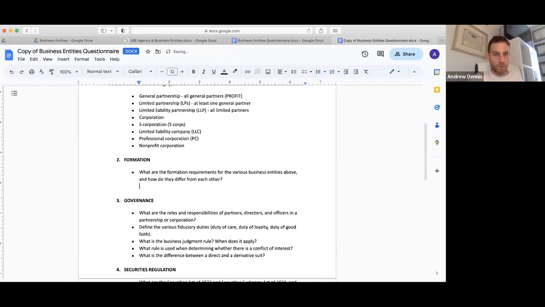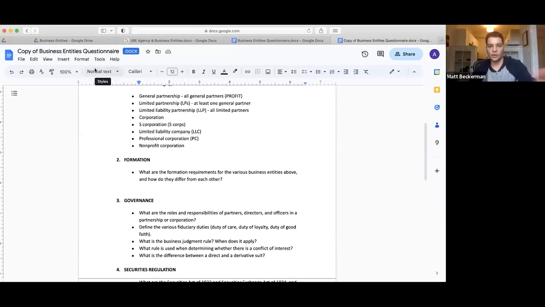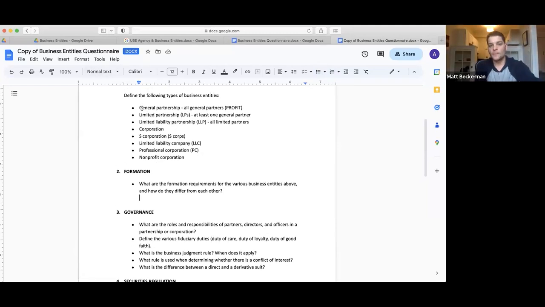Are there any important points here about formation requirements for the various business entities above and how they differ from each other? But only for the partnerships. So for limited partnerships and limited liability partnerships, you need to file specific forms, and I think that probably depends on what state you're in. The second question: how do they differ from each other?